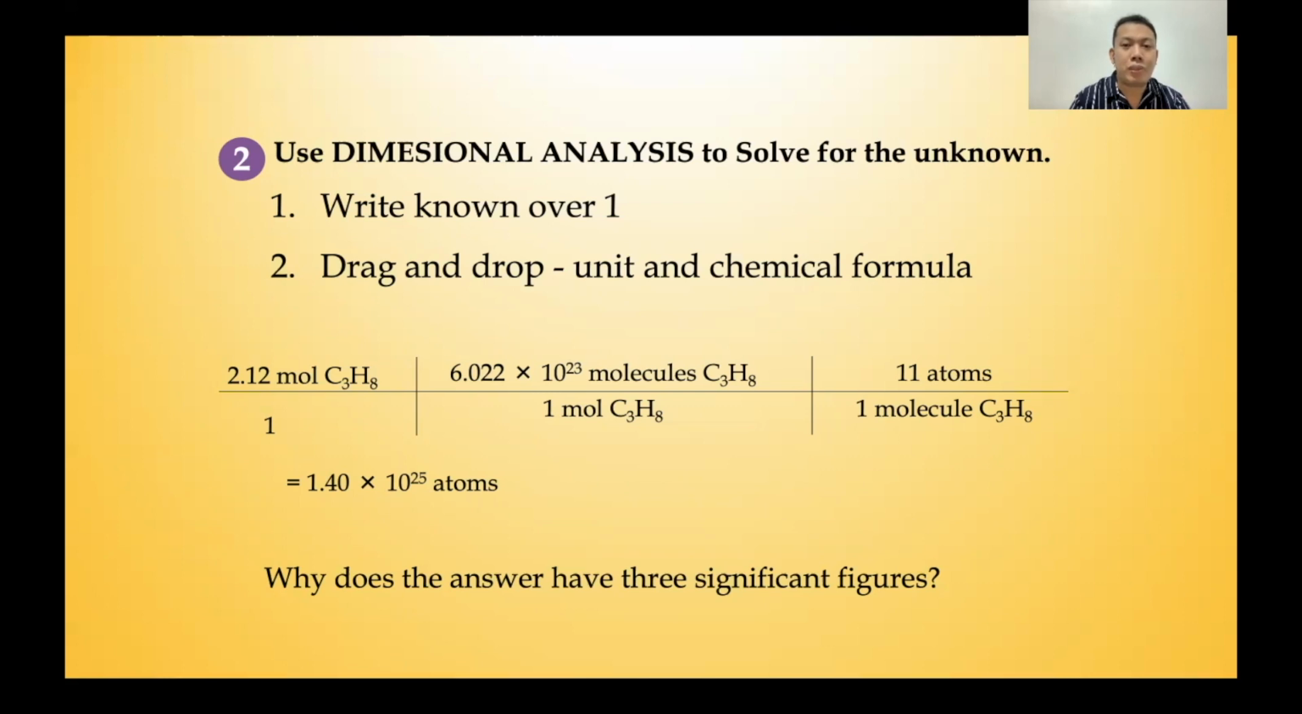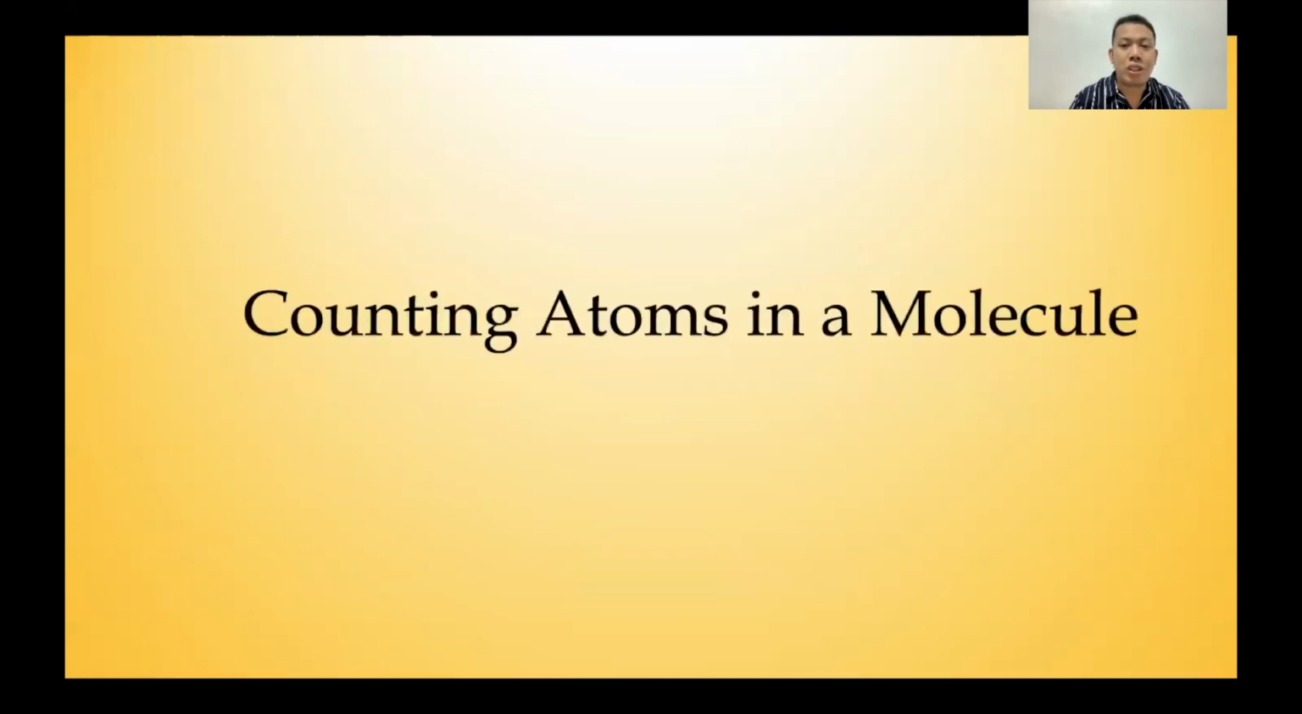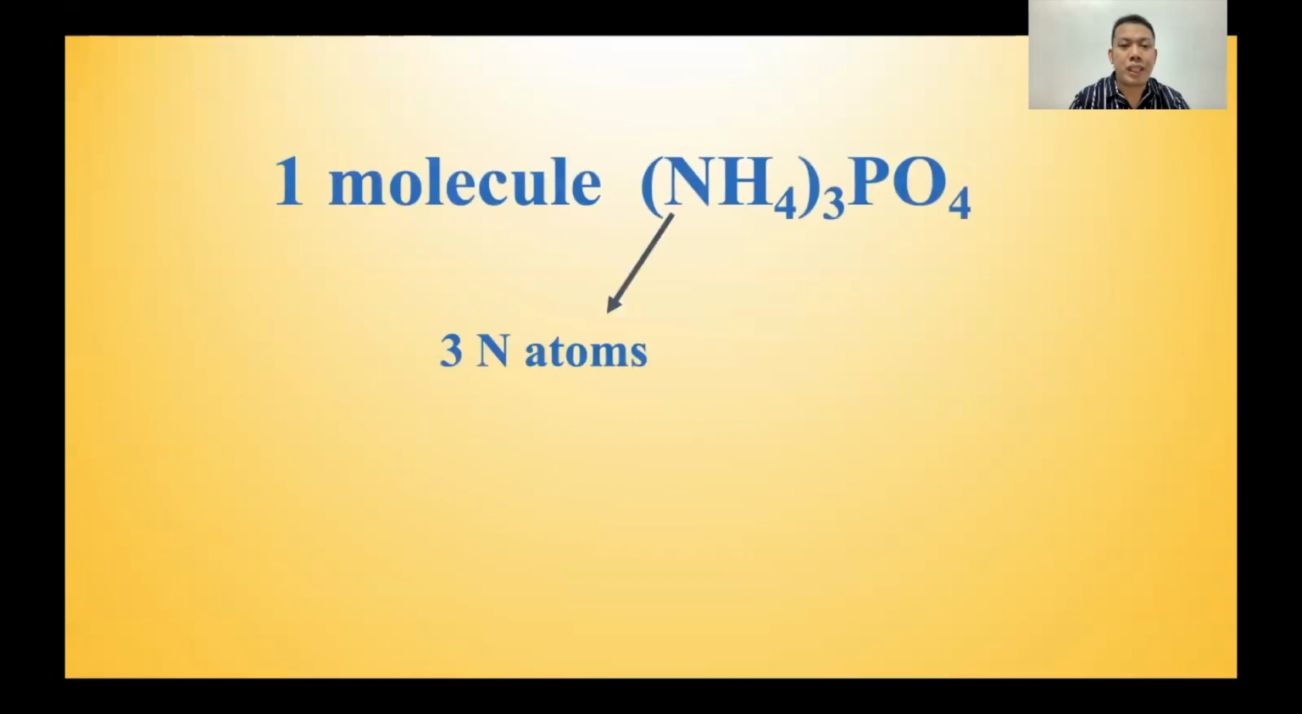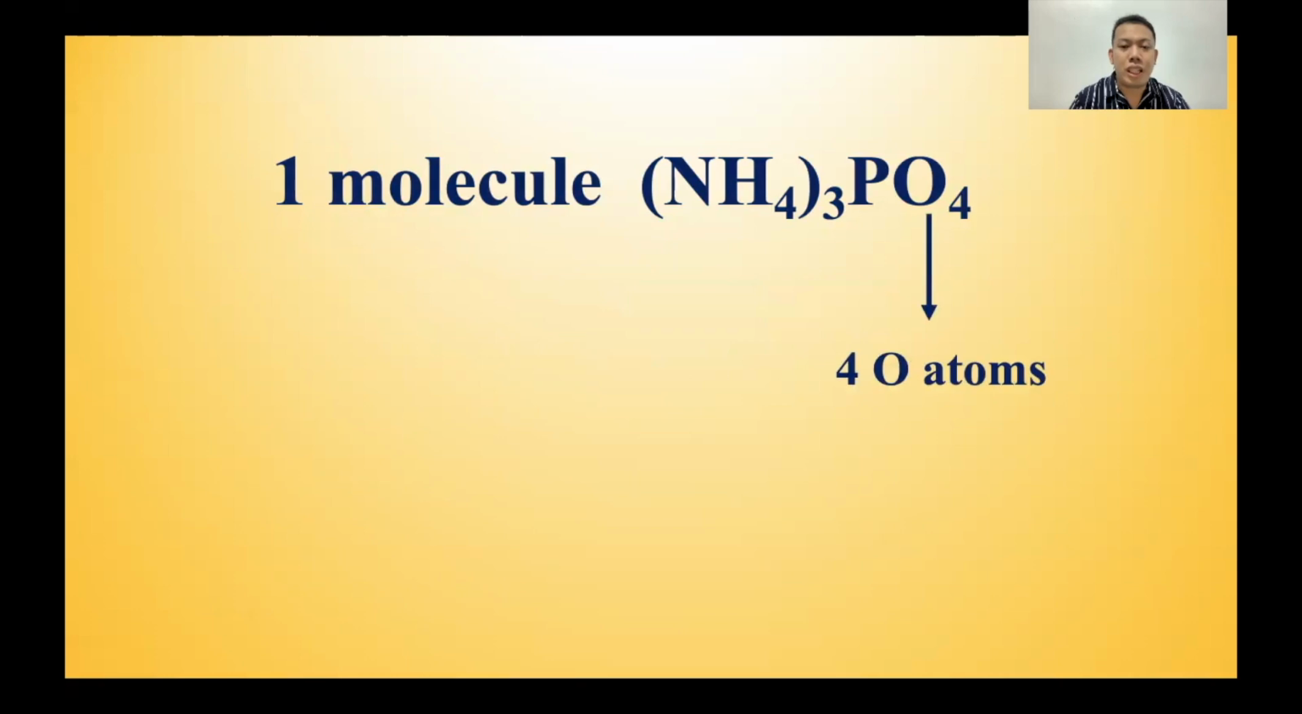So in that case, let us proceed now to the next: counting atoms in a molecule. How do we count the number of atoms in a molecule? For example, you have the chemical formula ammonium phosphate. I'm sure that you have learned this in our previous discussion about chemical equations. You have 3 nitrogen atoms, 12 hydrogen atoms because there's a quantity of 3, no? So 4 times 3 is 12, and 1 phosphorus atom, and 4 oxygen atoms.